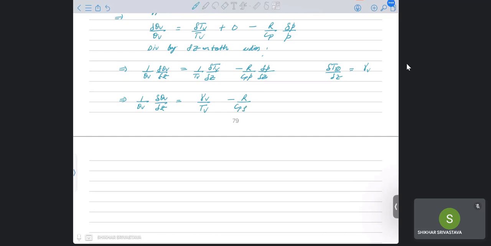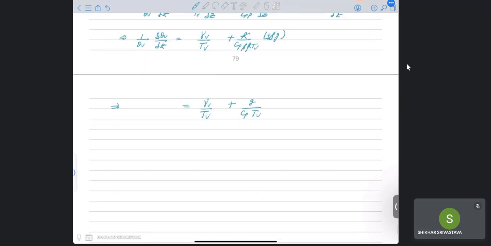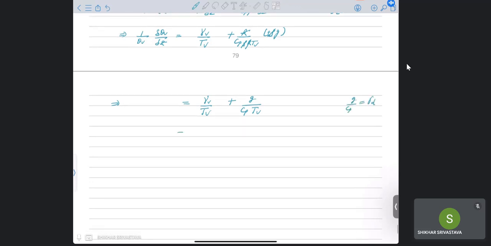P we can write as rho R TV, and dP by dz we can write as minus rho g. So R will cancel, rho will cancel. So we'll get gamma V upon TV, minus minus will cancel, so it will be plus g upon Cp TV. Now g upon Cp is the lapse rate gamma D, we know. G upon Cp is gamma D.